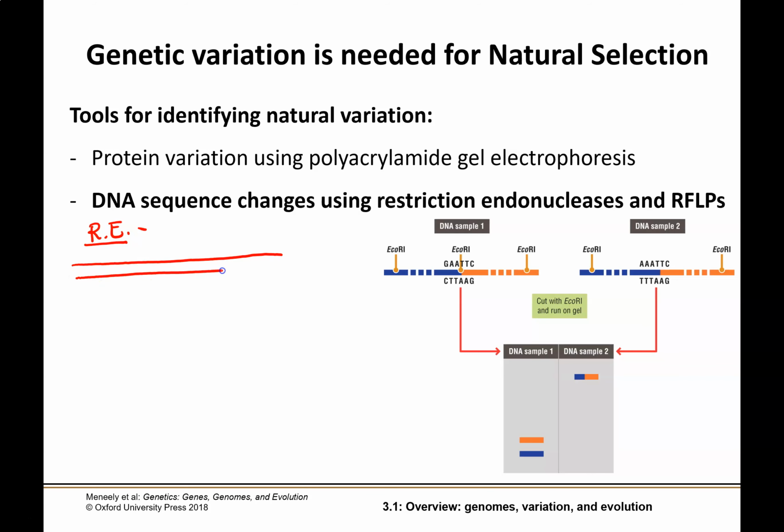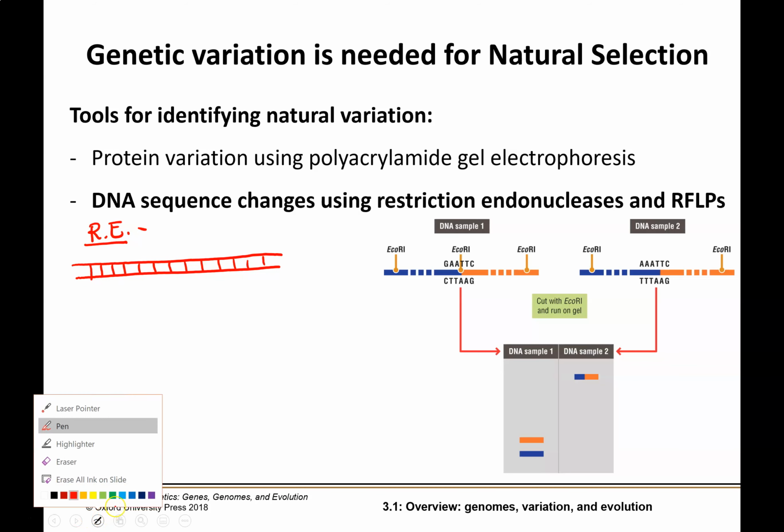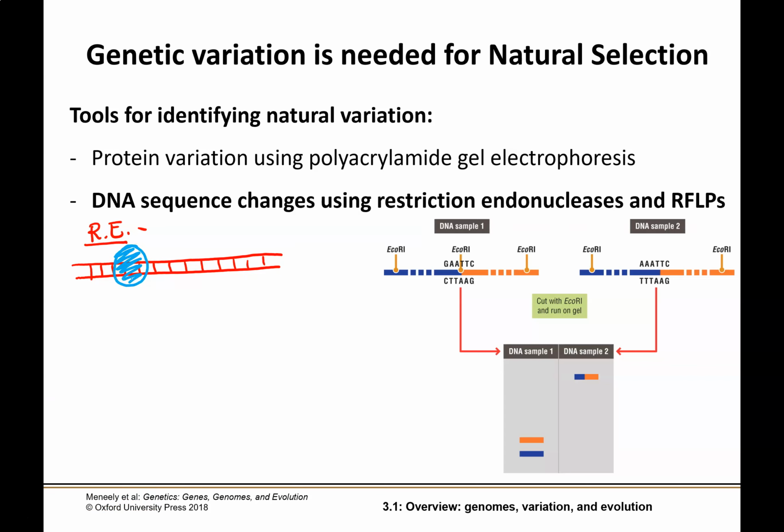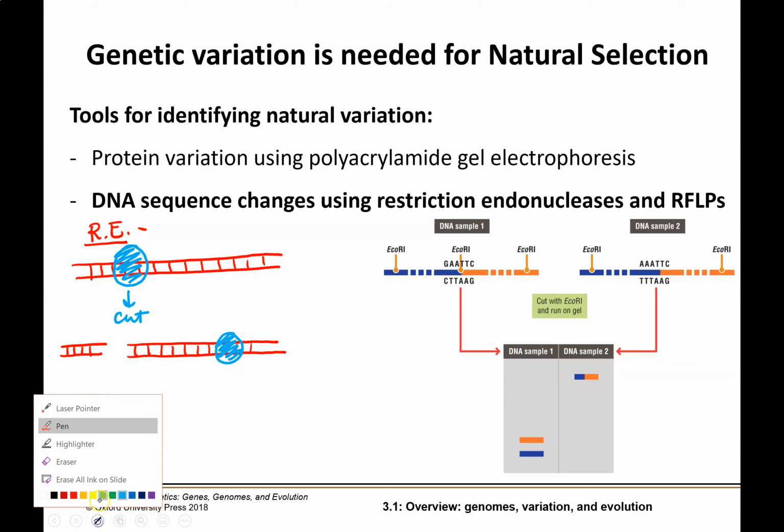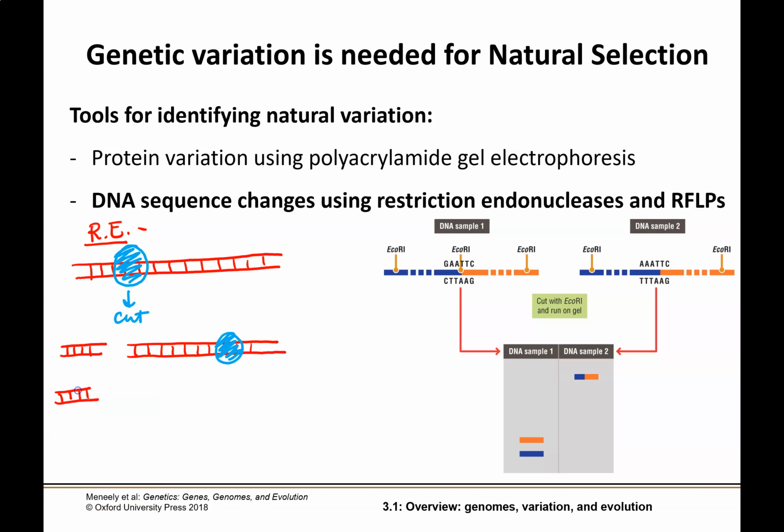if you have a double-stranded piece of DNA, you can use a special protein to bind to that DNA, and that protein is going to cut your DNA at very specific locations. And so you end up with fragments of DNA. Let's say this same restriction endonuclease also makes a cut here. You would end up with 3 fragments.